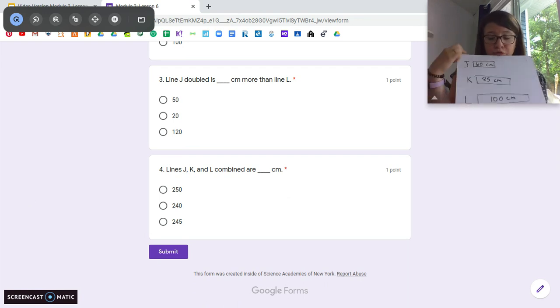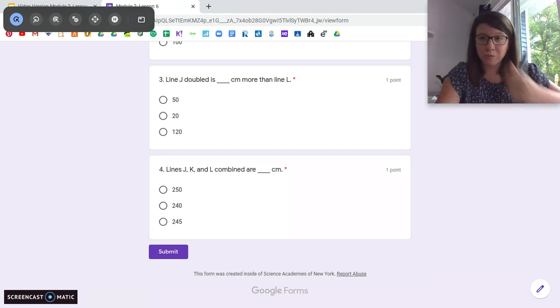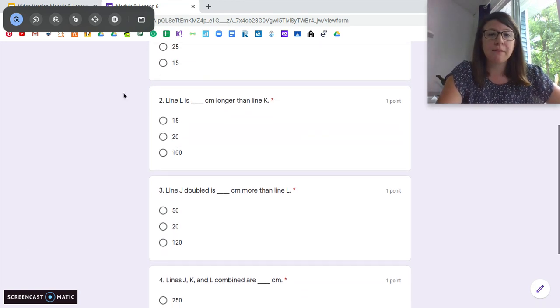All right, draw the lengths out so you can see them, so it makes sense in your brain. Write out the word problems, and then choose the best answer.